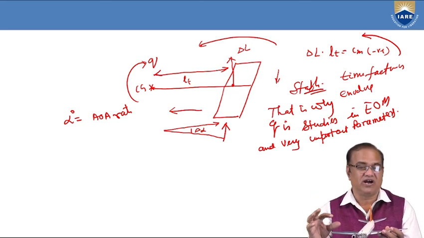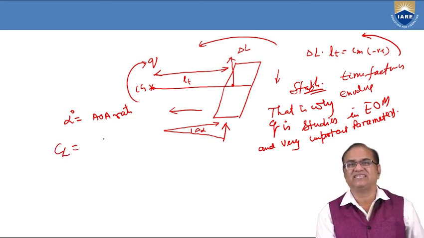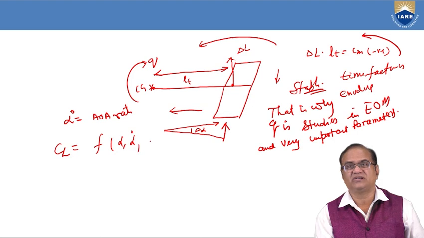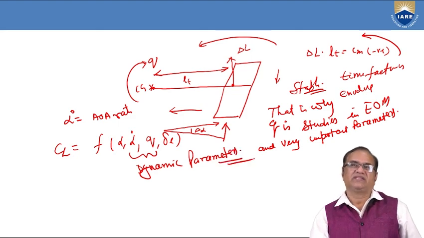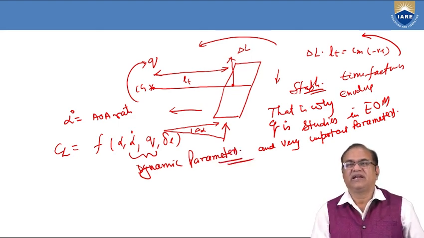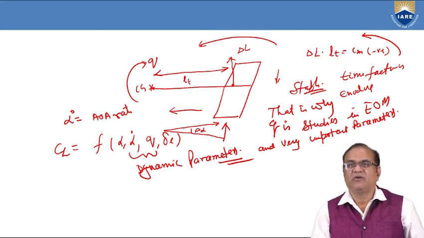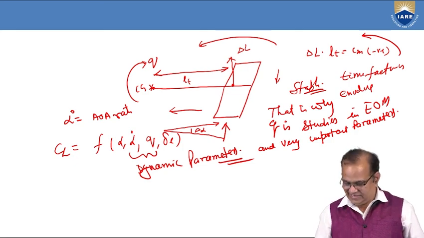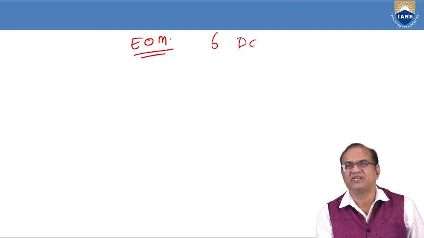So Q and alpha dot are both related, and that is why we said in the initial that CL is a function of alpha, alpha dot, Q and delta E. And these two parameters are the dynamic parameters. We have to be very clear that the dynamic parameters have to be understood very well. Then only we can find the real equations of motion, and we will be understanding the 6 equations of motion. So we have the equations of motion, and we have the 6 degrees of freedom.